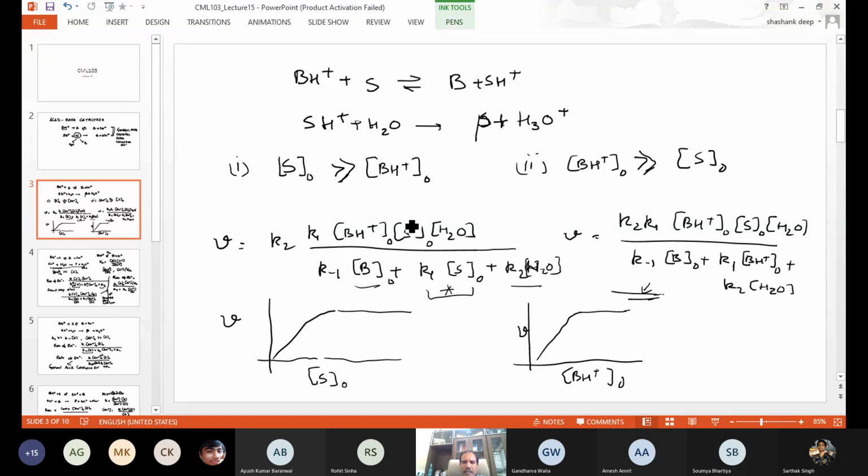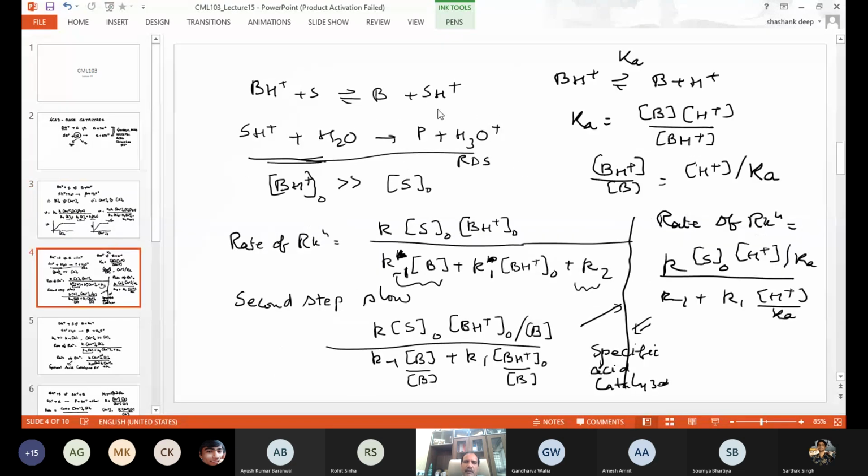So here I was saying that if substrate concentration is high, then there will be one term in the denominator which will have a substrate term. And if acid is in high concentration, then we have an acid term. Although there are only two steps, we have three terms because now we are expressing the rate of reaction in terms of initial concentration. That is the only difference you need to keep in mind.